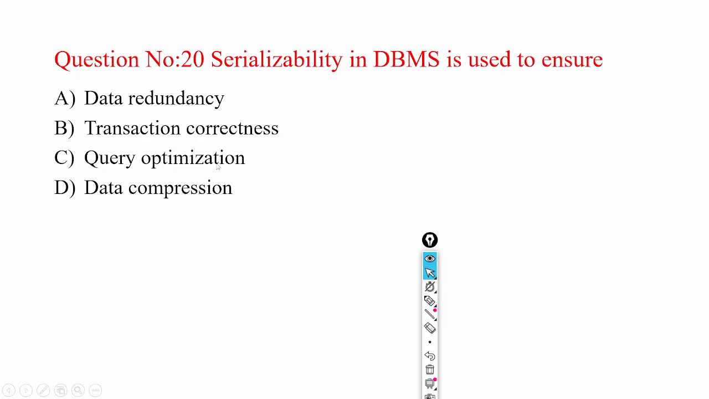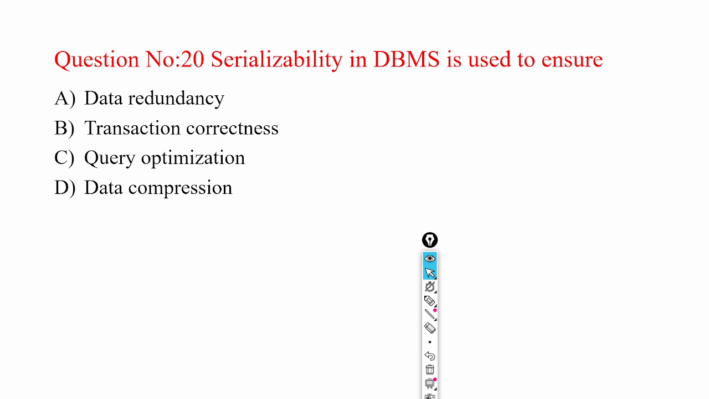Now, question number 20. Serializability in DBMS is used to ensure what? The options are data redundancy, transaction correctness, query optimization, and data compression. Which one is the correct answer? There are important topics in transactions, such as deadlocks. There are three methods for deadlocks: deadlock prevention, deadlock avoidance, and deadlock correction, which we will discuss in a further video.